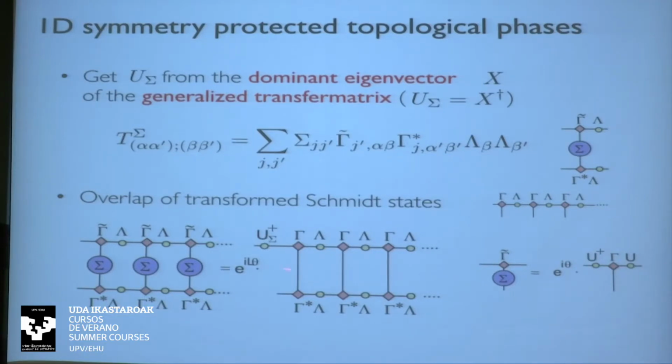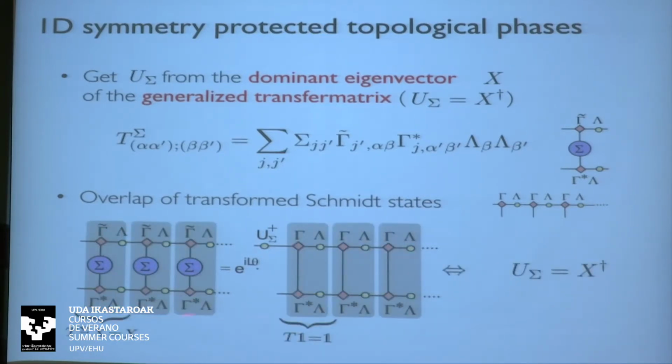If I act on these with the matrix product state, then I just get exactly this representation that I'm interested in, where I'm acting with the symmetry operation just on the upper Schmidt states. But this is now exactly the transfer matrix for which we know by definition that the dominant eigenvector is the identity. And here we find that this is the dominant eigenvector of this mixed transfer matrix. So from this we can directly see that the representation is given by the dominant eigenvector of this mixed or generalized transfer matrix.